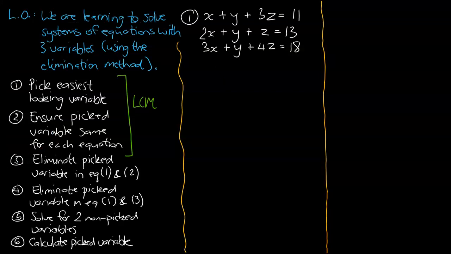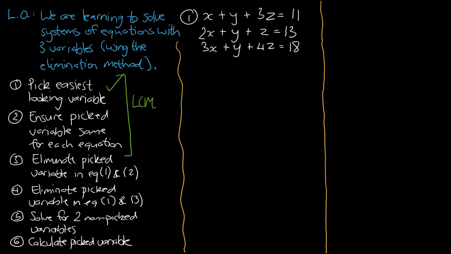What we're going to do is start by looking at the first step, and think about the easiest variable there. In this case, it's actually going to be really easy to decide because for the y variable, we've already got the exact same number of y's in each of the 3 equations, so we don't need to do anything at all there. So we'll give that a big tick.